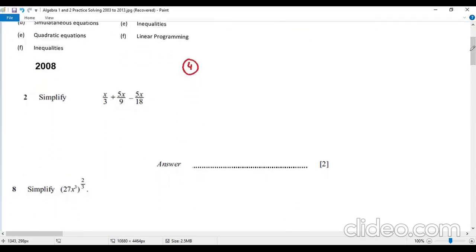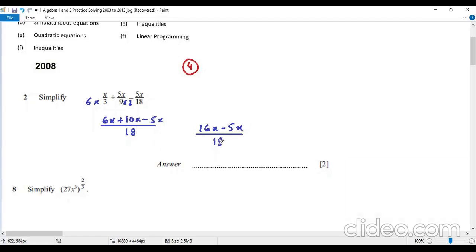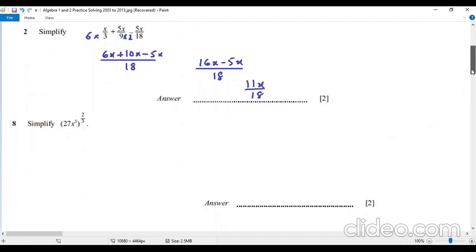As far as this question is concerned, this is an algebraic fraction, and I will write 18 as the LCM. 3 becomes 18 when multiplied by 6, and 9 becomes 18 when it's multiplied by 2. So the numerator is also going to be multiplied by the same number, and 5x times 2 is going to give us 10x minus 5x. So 10 plus 6 is 16x minus 5x. Remember to show the working for this step so that you can get full marks. And 16 minus 5 is going to give me 11x over 18 as the final answer. Moving on to the next question.